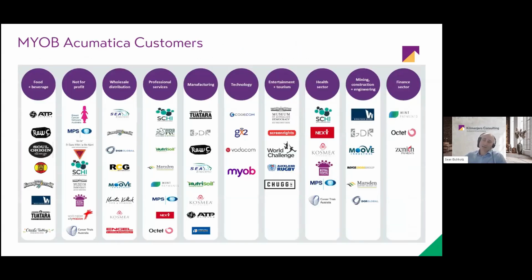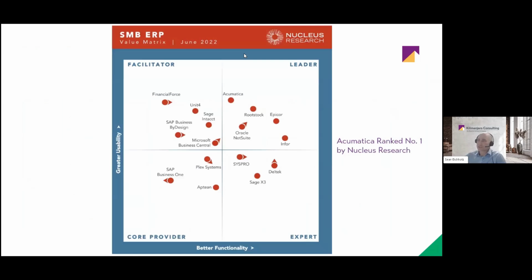Really, MYOB Acumatica has allowed us to play in many different verticals, from food and beverage, not-for-profits, wholesale distribution, professional services, manufacturing, technology, entertainment, health, mining, engineering, and finance, education as well. But because it's so versatile, it has allowed a vertical focus in many different verticals, actually.